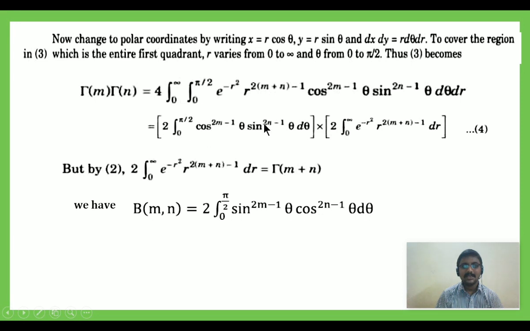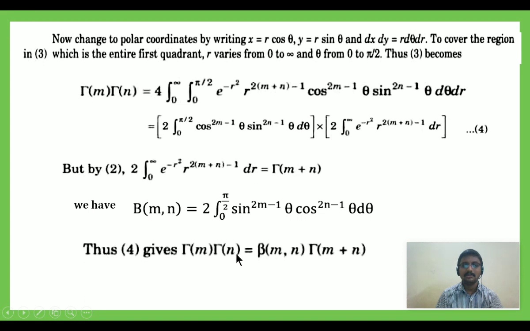And the first value is nothing but the well-known value, that is beta of m, n. So what is beta of m, n? 2 into integral of 0 to pi by 2 sine power 2m minus 1 theta cos power 2n minus 1 theta d theta. Replacing these values in equation 4, we will have the product of gamma of m into gamma of n is beta of m, n into gamma of m plus n, which implies the required proof, that is beta of m, n is gamma of m into gamma of n by gamma of m plus n.